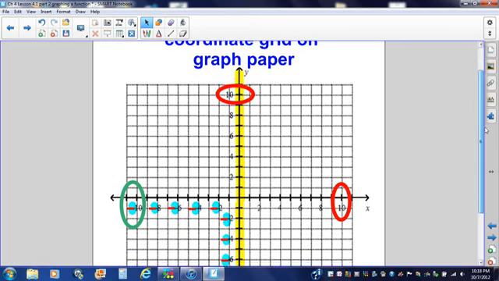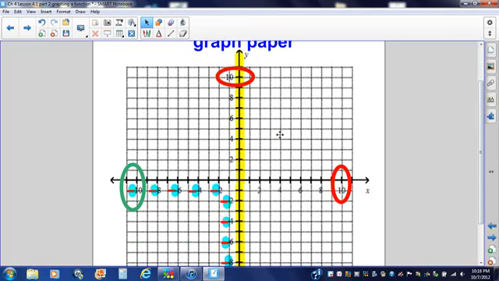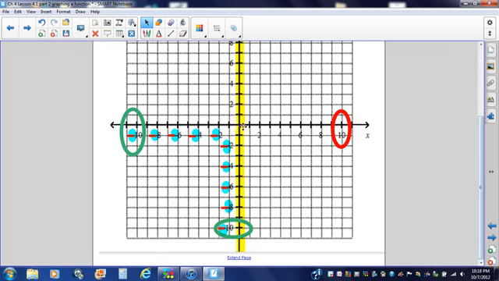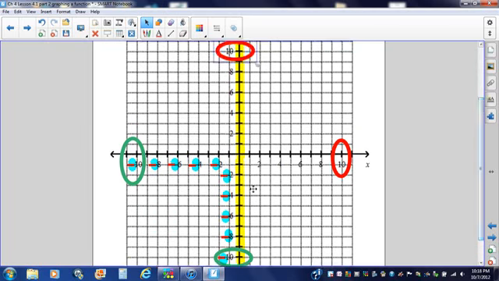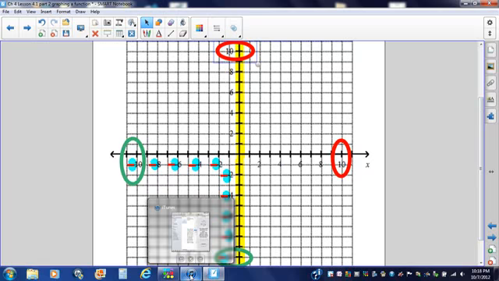Alright, I'm going to ask that you draw yourself a coordinate grid. On the right, I'm going to ask you to go over to 10. Up to the top, I'm going to ask you to go to 10. To the left, I'm going to ask that you go to -10. And at the bottom, I'm going to ask that you go to -10. So please take a moment and do that.